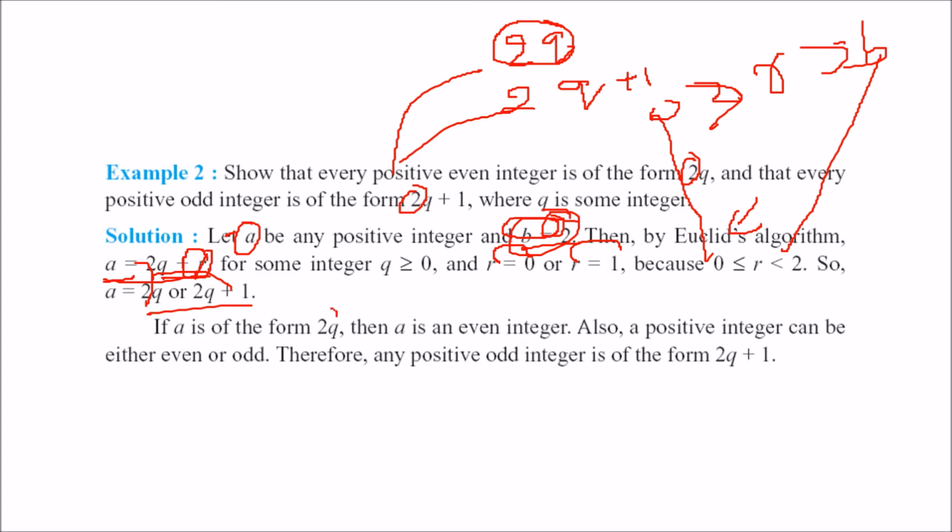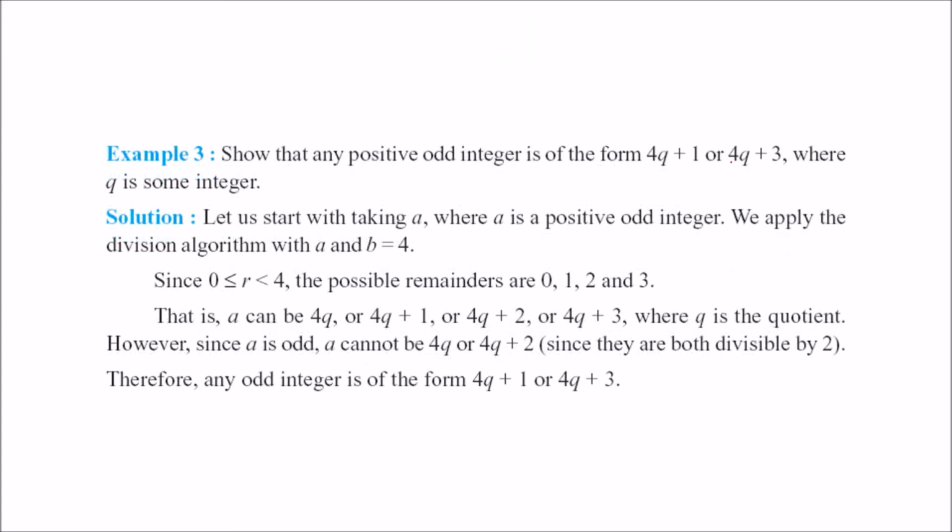So if a is of the form 2q, then a is an even integer, and a positive integer can be either even or odd. That is why any positive odd integer has to be 2q plus 1. If you don't understand, let us take one more example. We have to show that any odd positive integer is of this form.